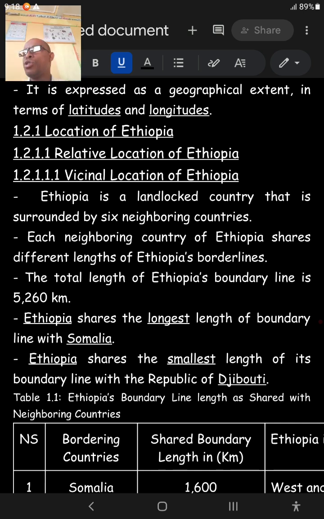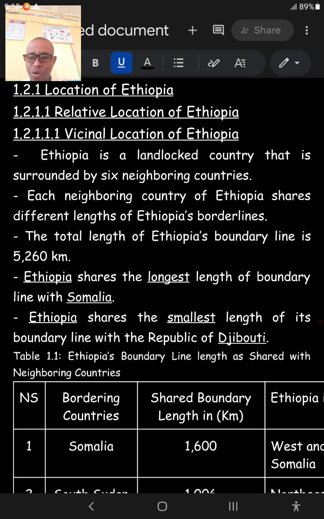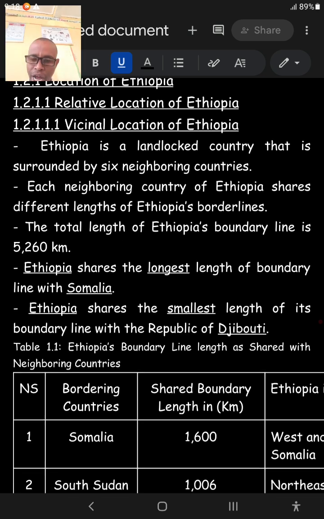As you know, before Sudan divided into two, Sudan was the country which shared the longest boundary with Ethiopia, but now this is different, and Somalia shares the longest boundary with Ethiopia. And I will show you from this screen which country has the longest boundary line with Ethiopia and which country has the shortest boundary line with Ethiopia. The total length of the Ethiopian boundary line is 5,260 kilometers.